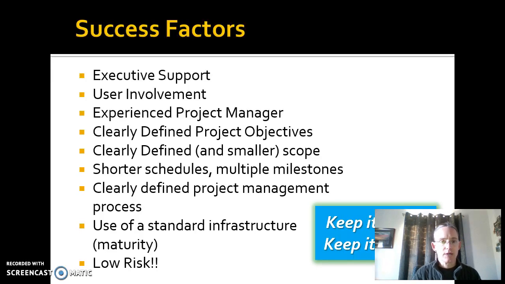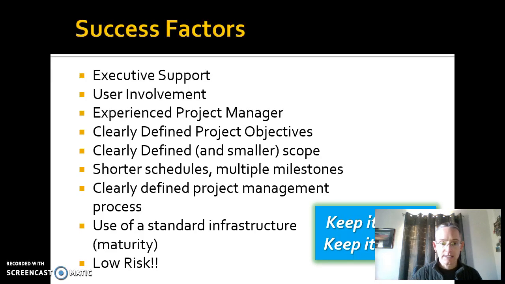Success factors for a project. This is the list. If you get these, this is how you make sure you're successful. And it's useful to know this up front. Do you have executive support for the project? If you don't, it's going to be hard. Are the users that are going to use it involved? If they're not, it's going to be hard to be successful. Do you have an experienced person running it? Do you have clear objectives? Is your scope small and well-defined so you can keep your arms around it? Do you have short schedules, multiple milestones so you can keep yourself on track?